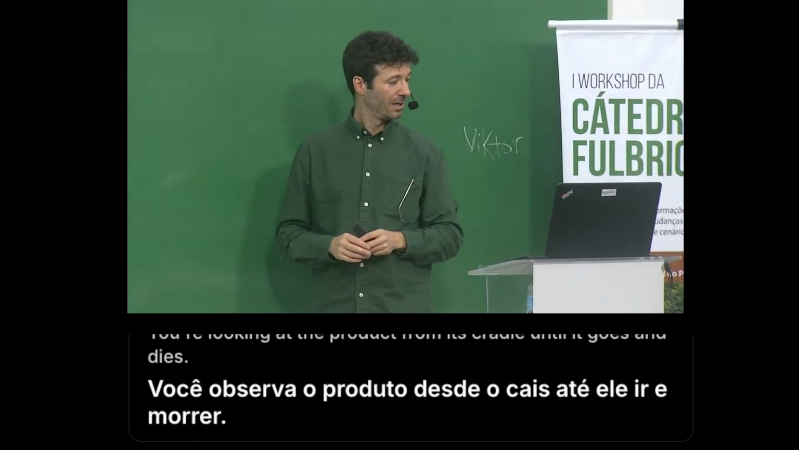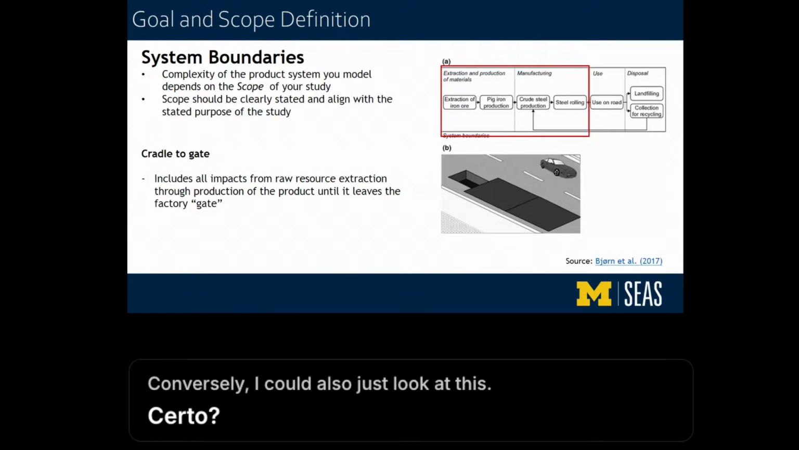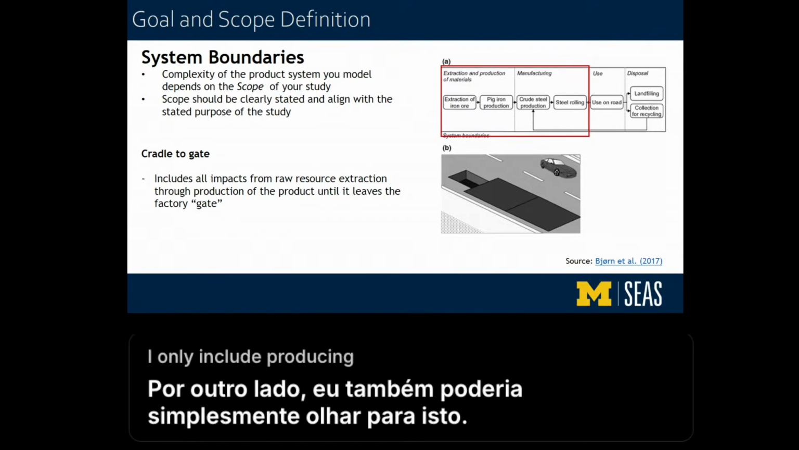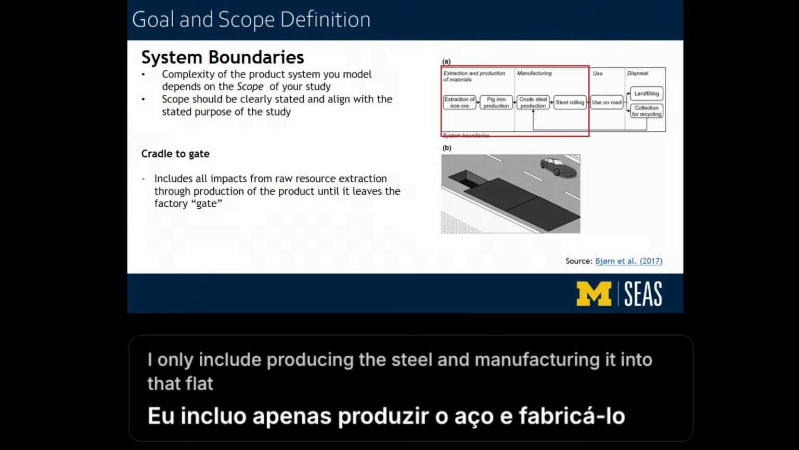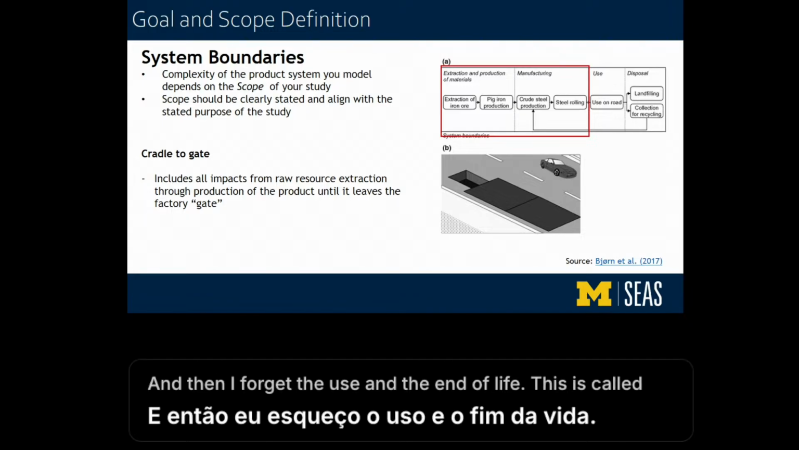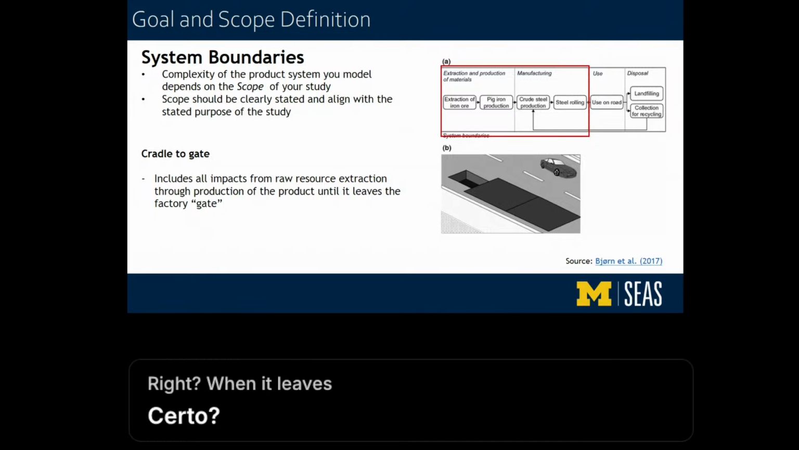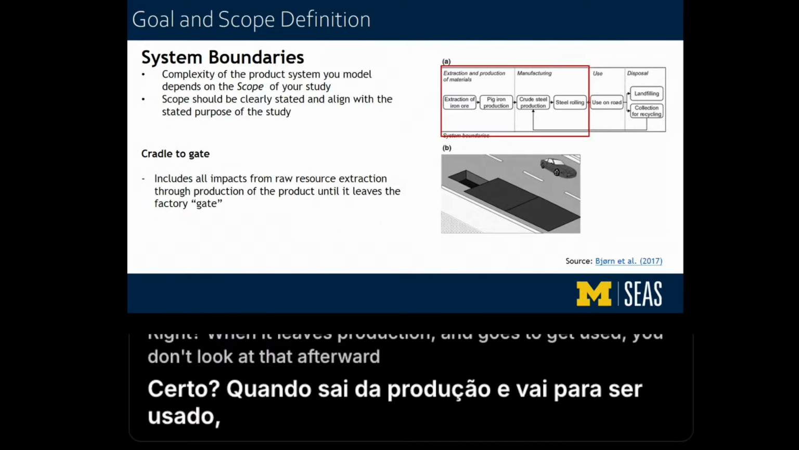Conversely, I could also just look at this. I only include producing the steel and manufacturing it into that flat plate, and then I forget the use and the end of life. This is called a cradle to gate life cycle assessment, because you're only looking to the end of the factory gate, right? When it leaves production and goes to get used, you don't look at that afterwards. So this is called cradle to gate.